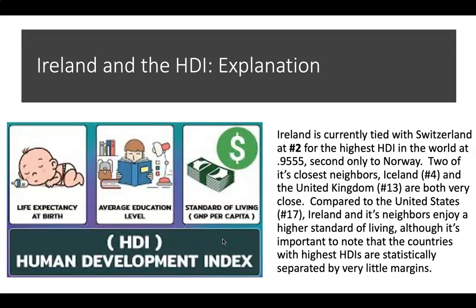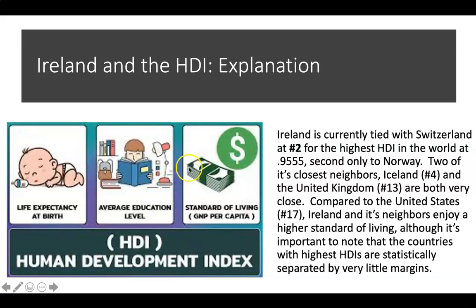So I have created an explanation slide where I said Ireland is currently tied with Switzerland at number 2 for the highest HDI in the world at 0.955. It is second only to Norway. Two of its closest neighbors, Iceland and the United Kingdom, are both very close. Compared to the United States, Ireland and its neighbors enjoy a higher standard of living, although it's important to note that the countries with the highest HDIs are statistically separated by very little margins. In other words, once you get up to the very tip top of the development index, the difference between a 0.955 and a 0.92 is there, but not necessarily statistically super different.